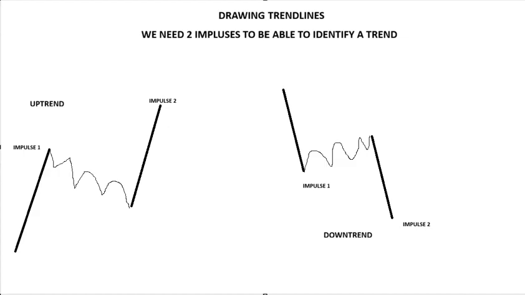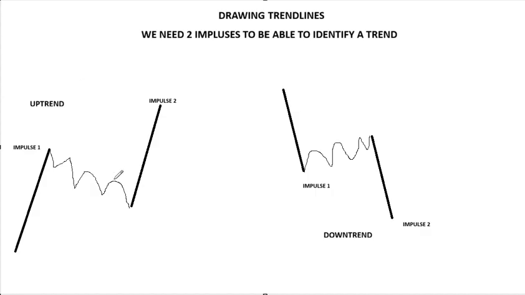Now that you've got structure, let's talk about trend lines. One of the most powerful tools in technical analysis. You'll always draw a trend line between two impulses. Keep that in mind. We need two impulses to be able to identify a trend. Without two impulses, then you are in a consolidation.